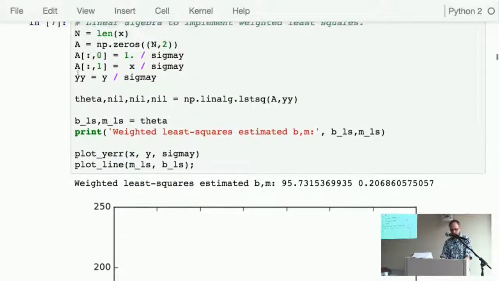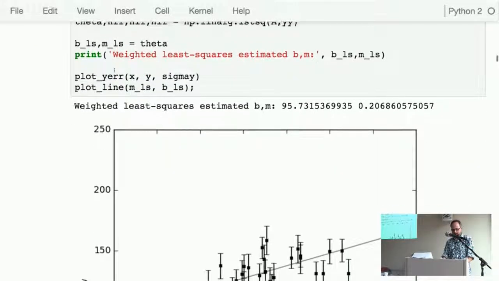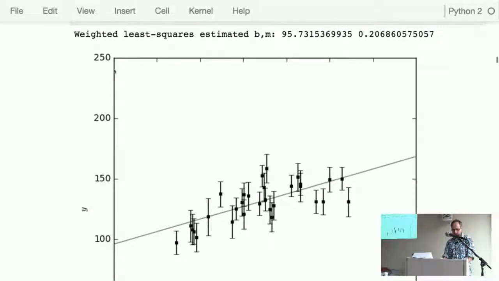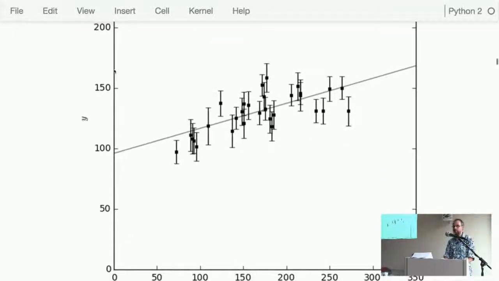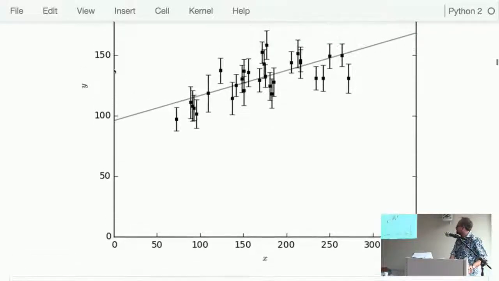So here we go. This was setting up some arrays that you need, and then, what's that? You'd publish that fit? Very good. In a computer science journal. Oh, I didn't say that. In ApJ. Okay, good. So there's our least squares fit.